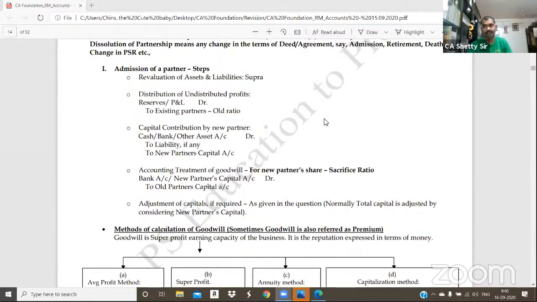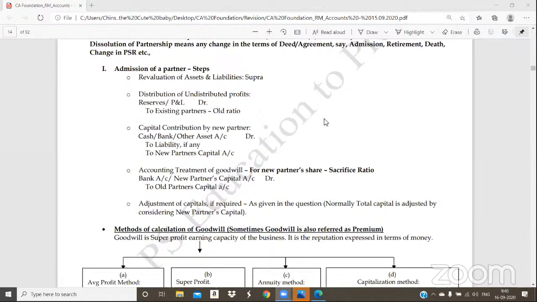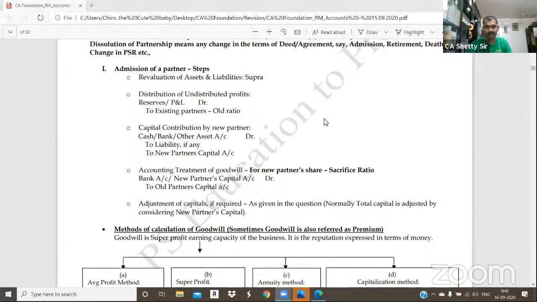What is the first step? All of you able to hear me? Yes, sir. Revaluation of assets and liabilities. Second step is distribution of undistributed profit. Third step is capital contribution. Fourth step is goodwill. We already discussed this on the top. For new partner's share, in the sacrifice ratio only, bank account debit or new partner's capital account debit to old partners' capital account.